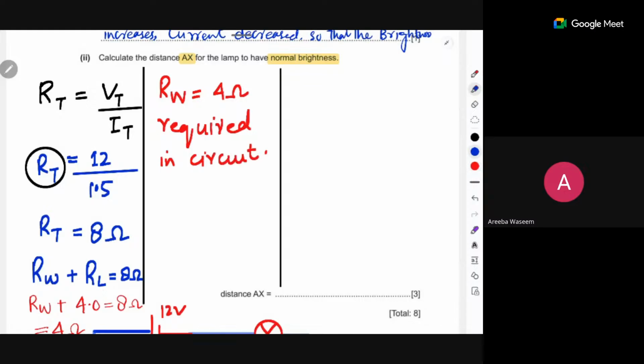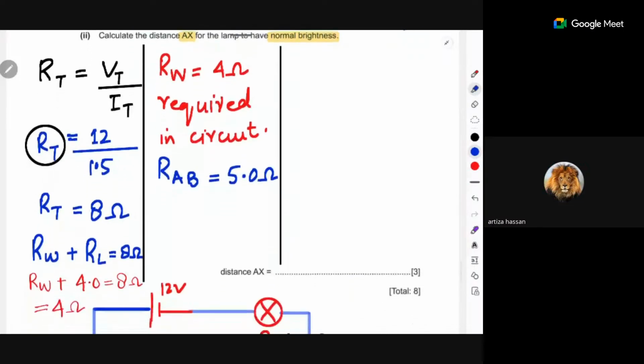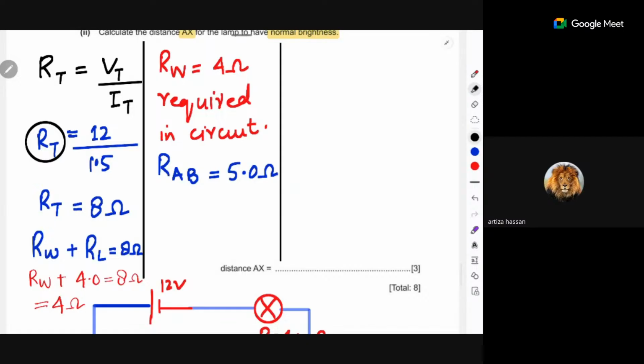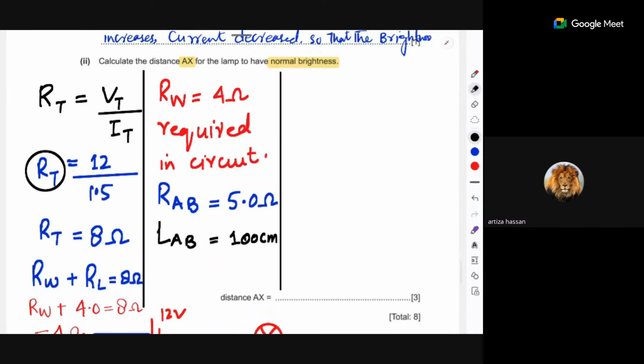What is the resistance between AB? Now Irtuza, that information will be used. Is it 5 ohm? Yes, sir. Okay. And what is the length of the wire AB? 100 centimeter. Is it? Yes. Okay. Now, this information will be used here in this way.